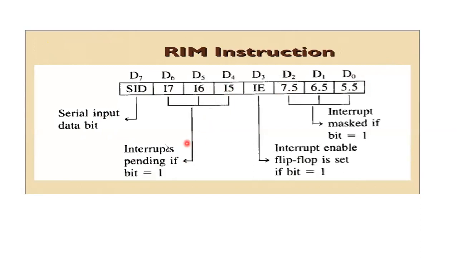So these three are the interrupt pending, and interrupt enable. I is the interrupt enable and these are the interrupt masks, masked interrupts.